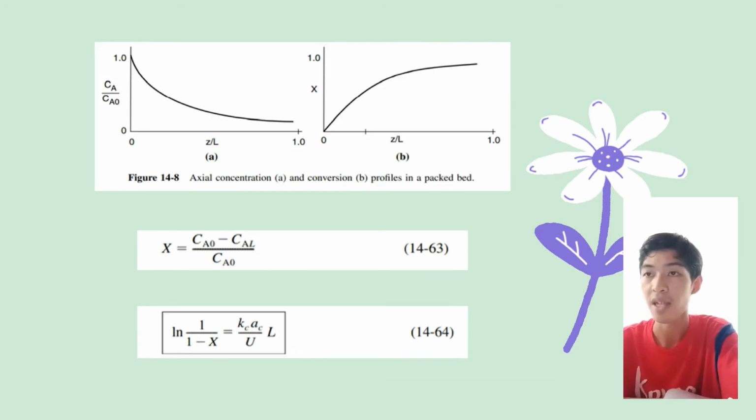Concentration and conversion profiles down a reactor of length L are shown in this figure. To determine the reactor length L necessary to achieve a conversion X, we combine the definition of conversion, that is X equals CA0 minus CAL over CA0, with the evaluation of equation 14-61 at Z equals L to obtain ln of 1 over (1 minus X) equals Kc ac over U times L.